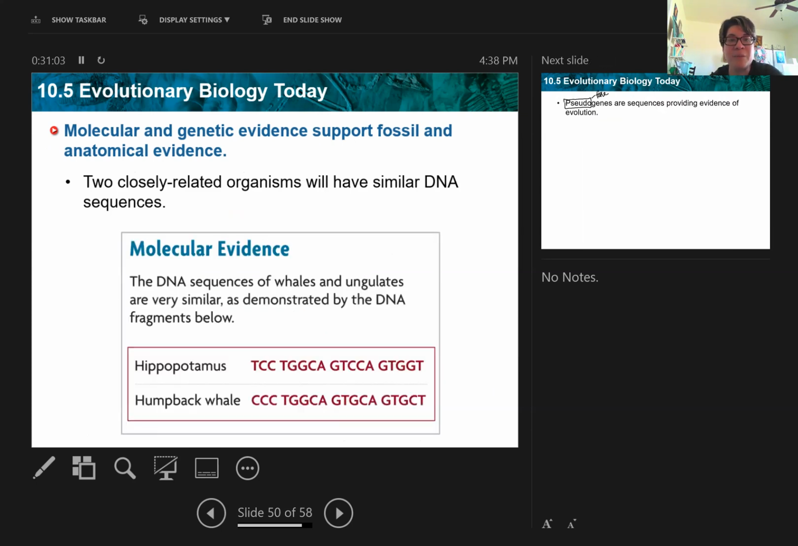So here's an example between a hippo and a humpback whale. And remember that this is just a teensy bit of DNA. It's kind of meaningless. But you can see here that the sequence is almost the same. There's just a couple letters that are different. The T and C, the C and G here, let me point. And then over here, I see this G and C are different, but pretty much the same. So if we're looking at that, this is molecular evidence, and the two are pretty similar.